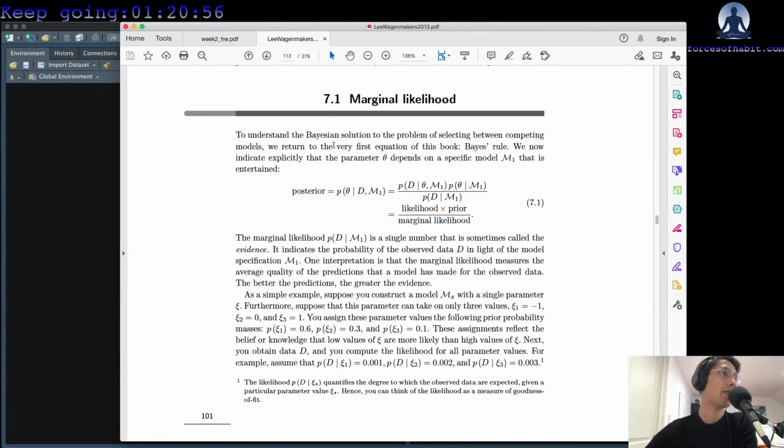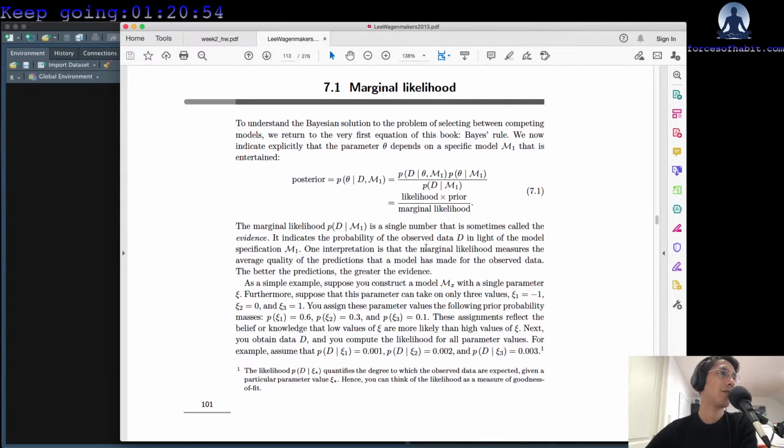And part of the key in order to understand these sorts of things is bringing it full circle back to what it showed on the first page, Bayes' rule. Where we have the posterior distribution, which is equal to the likelihood multiplied by the prior, and then divided by the marginal likelihood, or the evidence, which goes by many names, the denominator.